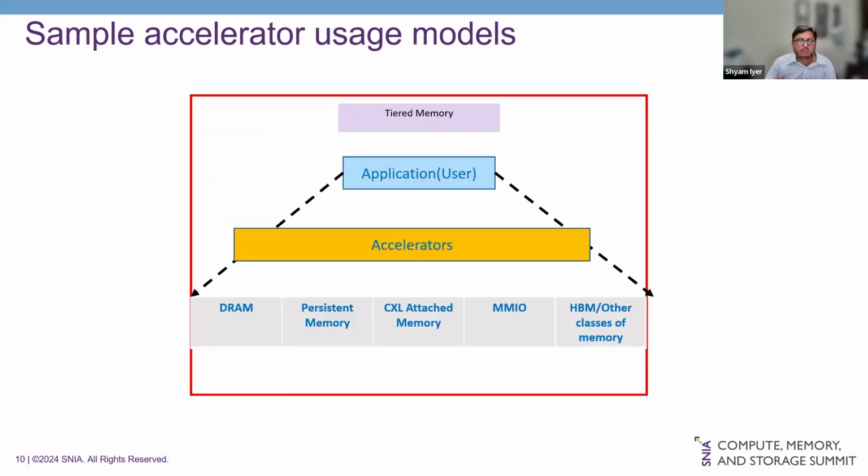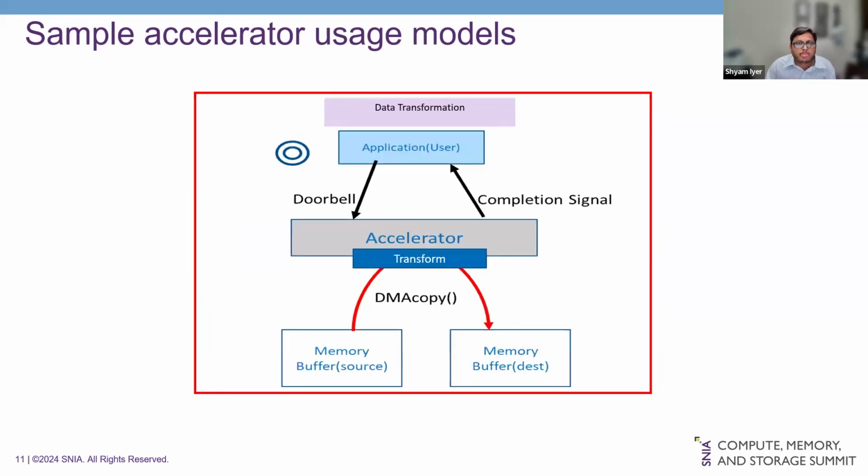Another usage model is when you have different classes of memory, you might want to tier them and promote or demote data between DRAM, CXL-based memory, memory behind I/O devices, or other kinds of high bandwidth memory. Offloading this to an accelerator helps the compute perform other meaningful activity while it's offloading the tiering operation to an accelerator.